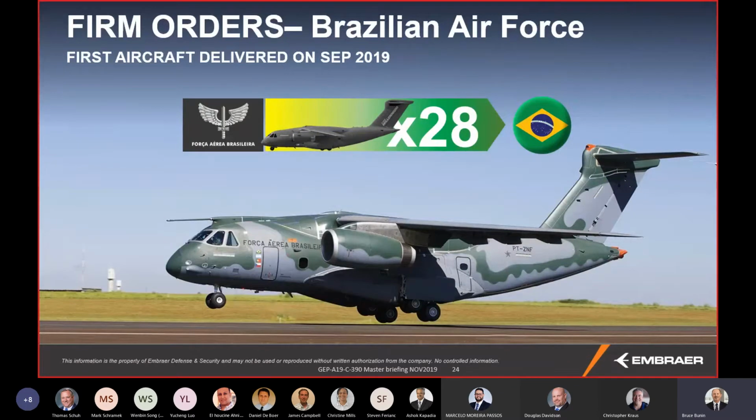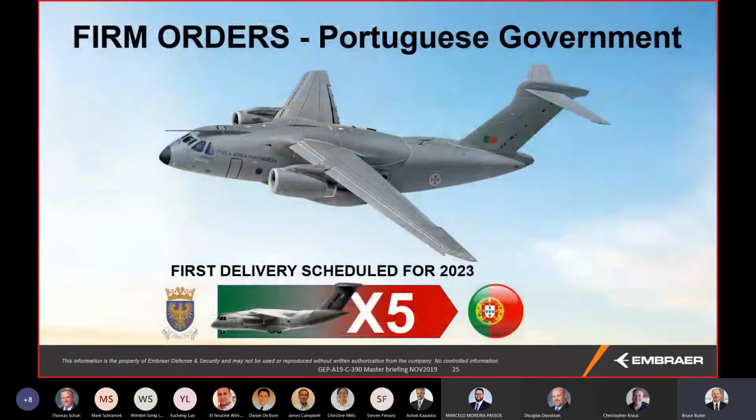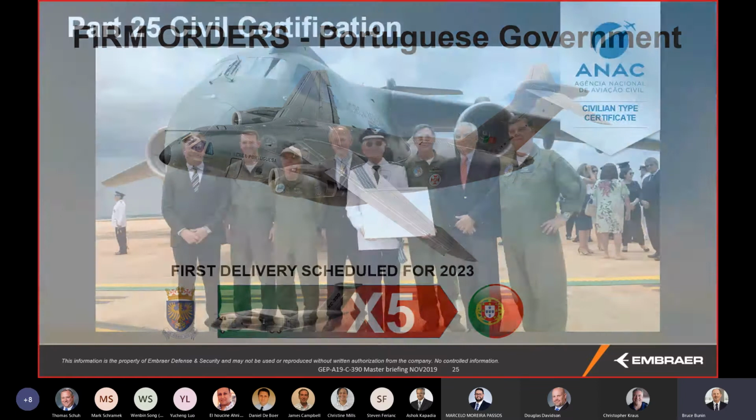For the airplane, the Brazilian Air Force contract included 28 production airplanes. We've delivered 3 to them so far. We will deliver 1 more before the end of this calendar year. Last summer, we signed a contract with Portugal for 5 airplanes. They wanted some significant additional capabilities on the airplane, so we're in the middle of the engineering on that right now and making good progress, with the first delivery in 2023.